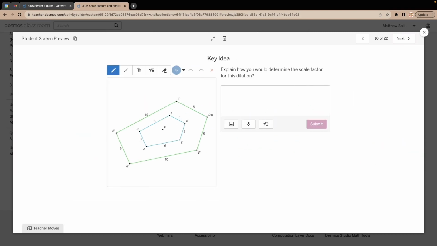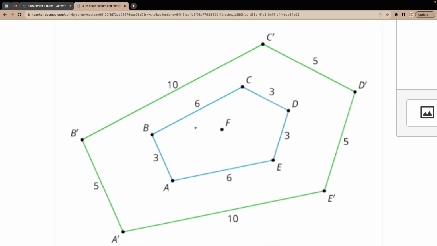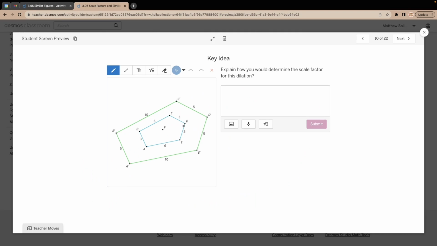So how would we figure out the scale factor of this dilation? Well, I'm seeing a bunch of numbers here. I just want to pick matching sides. So I see 3 and 5, D and C prime D prime. So my question is, is this 3 over 5 or 5 over 3?